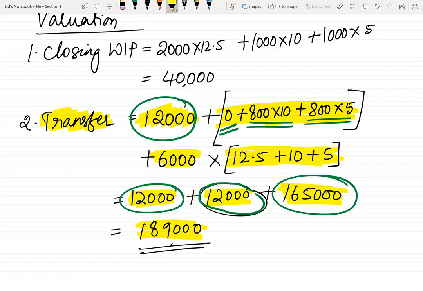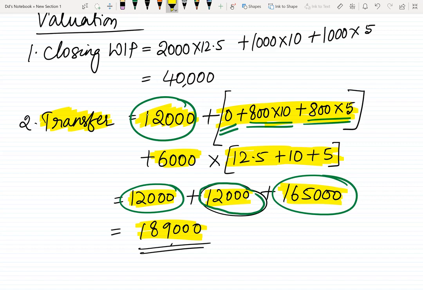Now, some of you may ask a doubt, sir, why can't I assume that opening WIP itself is there as closing WIP? That is why I started my answer with the heading FIFO method. When you already have something as opening WIP in FIFO, what is already there, you should produce first, complete it and transfer, then only you should start fresh production. Therefore, assuming that my opening WIP itself is closing WIP will be incorrect.